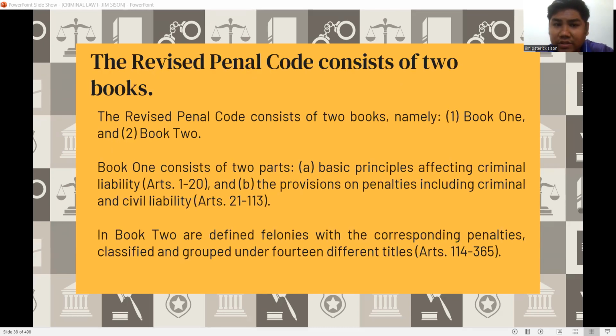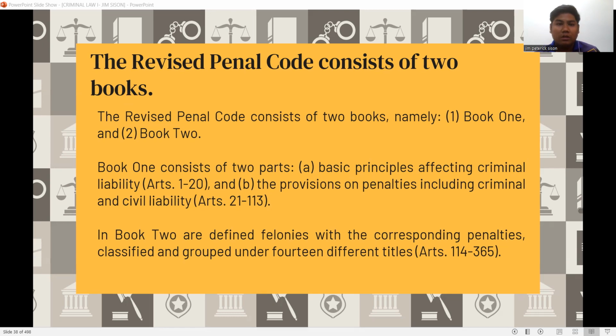The Revised Penal Code consists of two books: Book 1, RPC Book 1, and second is RPC Book 2. In the first semester, we will be focusing on Book 1. Book 1 consists of two parts. Number 1 is the basic principles affecting criminal liability, from Articles 1 to 20. The second is the provisions on penalties, including criminal and civil liabilities, Articles 21 to 113.